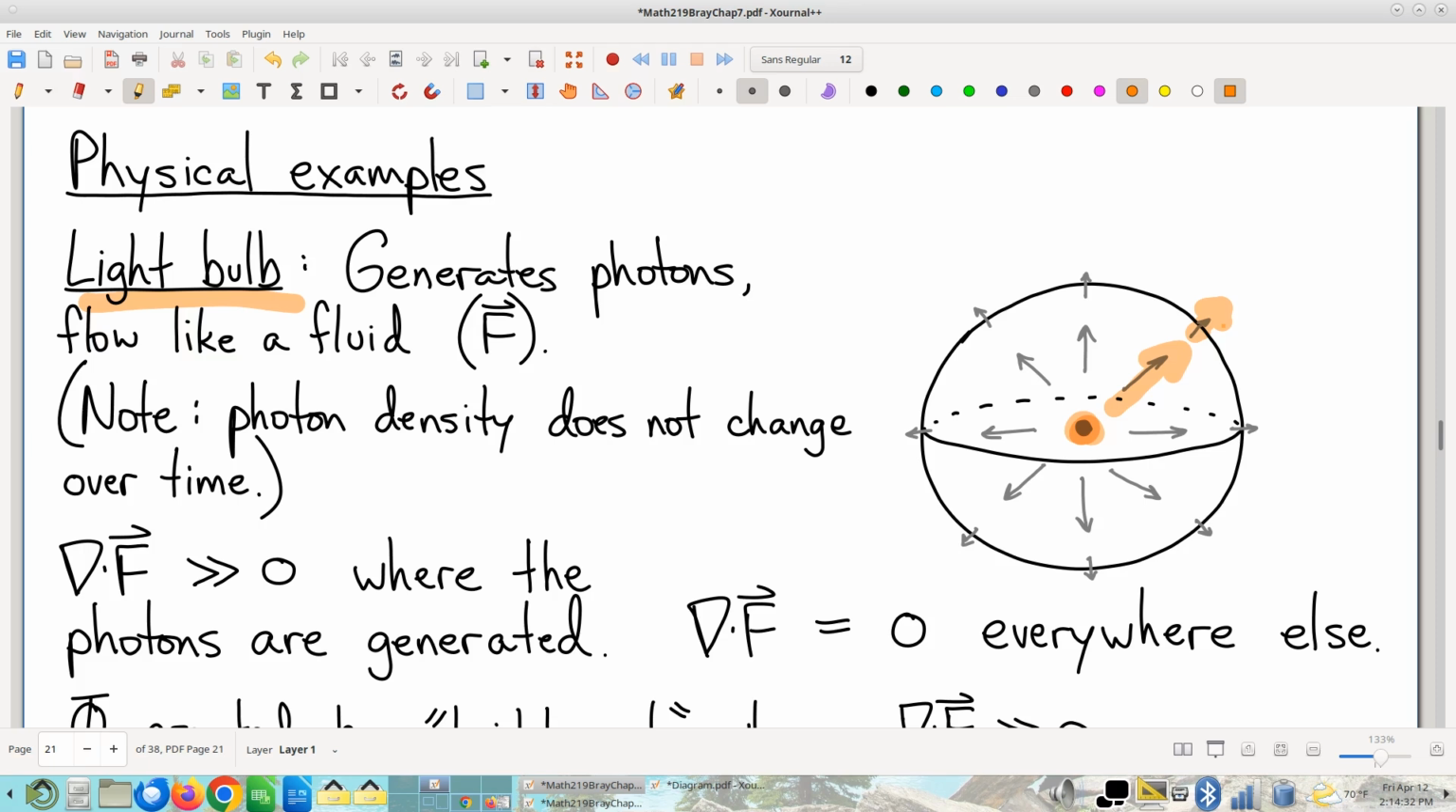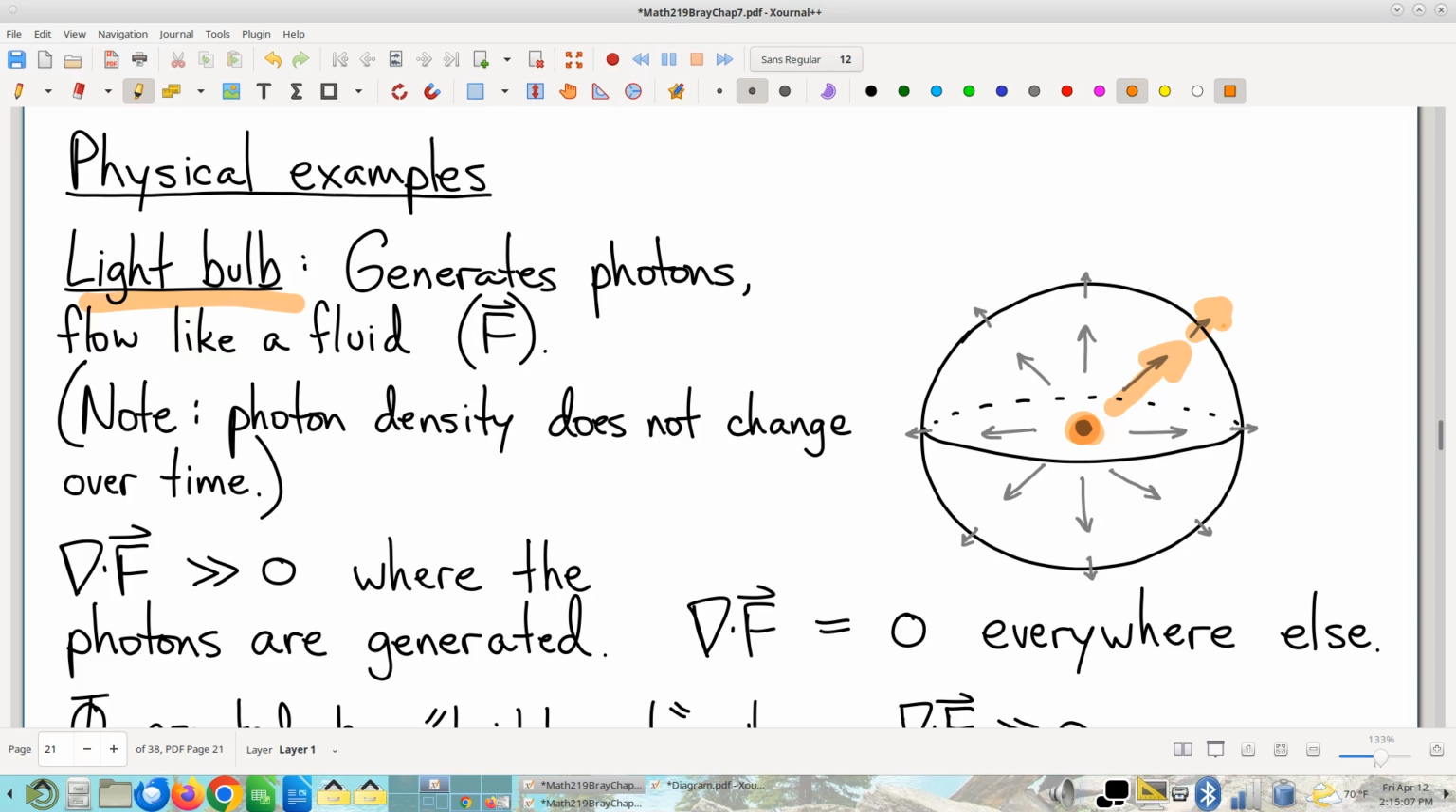And the reason why is because in this instance, when I say it's flowing like a fluid, remember we have two different ways that we can use vector fields to represent fluid flows. One is for the field vector to be the velocity. That's not what we're doing here. The other way that we can use a vector field to represent a fluid flow is density times velocity. And so that's why the field line is actually shorter here. It's not about velocity. Of course, the velocity of the photon is always the same.